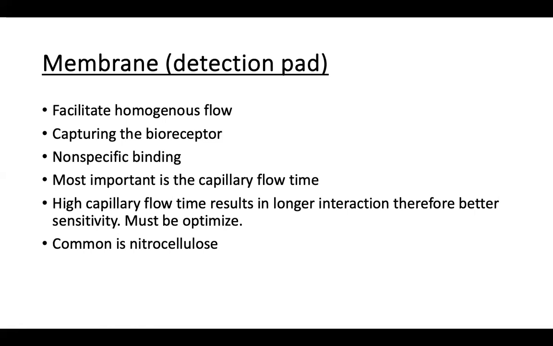Okay, the movement of the conjugated antibody together with the antigen passing through the test line and the control line should not be too fast and should not be too slow. Okay, if it is too slow, it might get stuck, or if it is too fast, passing through the test line, it might not have enough time to interact with the capture antibody on top of the test line.